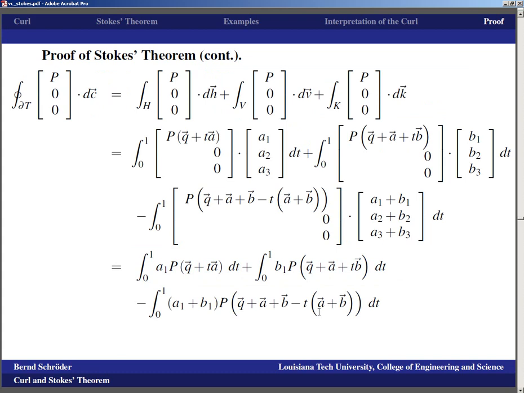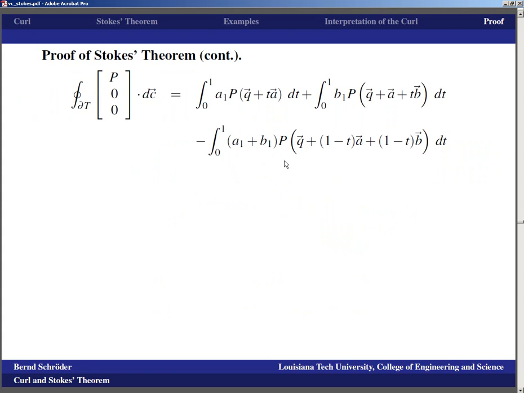I've got 1 minus t times a, I've got 1 minus t times b, so that's 1 minus ta and 1 minus tb, and that's exactly what we have here. Everything else is the same, I just have 1 minus ta plus 1 minus tb. All right, so that still stays the same in the first component, it stays the same in the second integral.